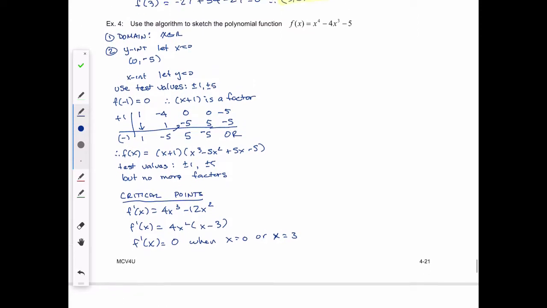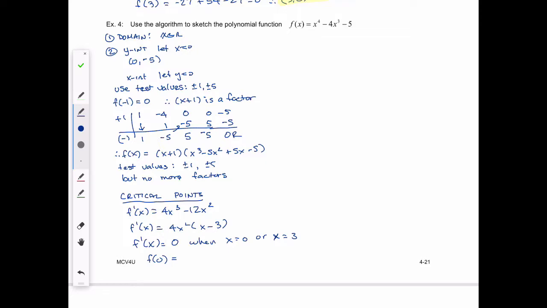We should actually find out, I know that f of 0 is equal to -5. If it's f of 3, grab my calculator, I get -32. So this is going to be 0, -5, and this here is going to be 3, -32.